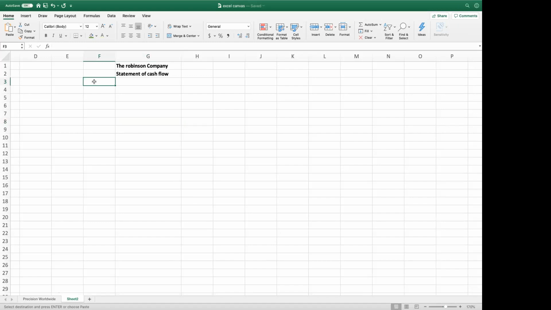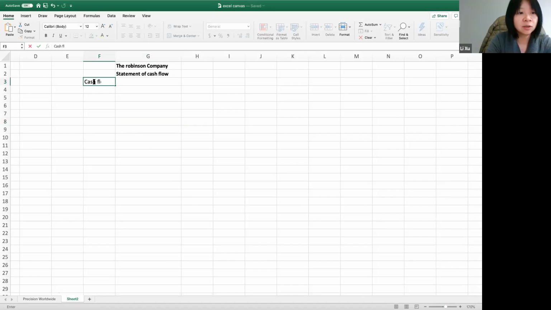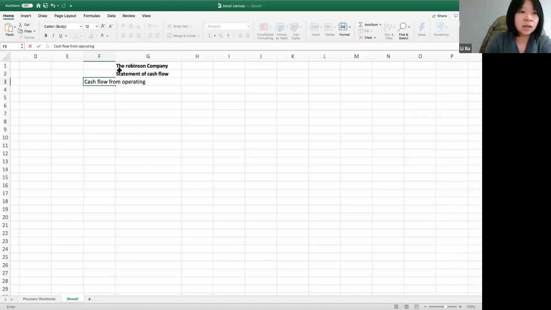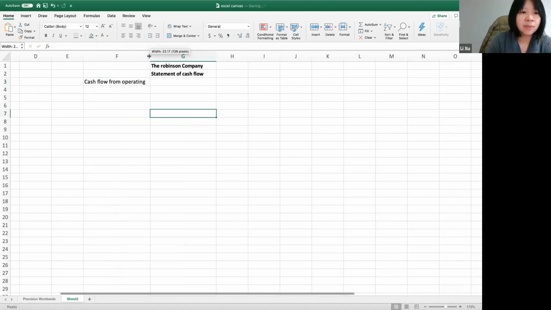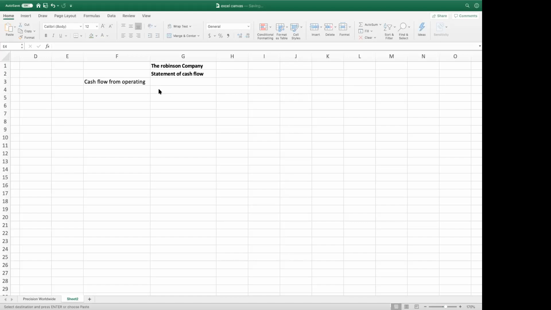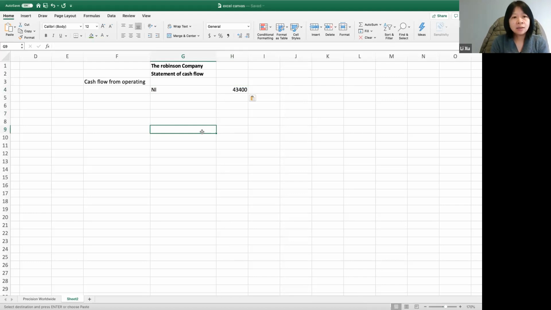When we do the indirect method, we're going to first do the cash flow from operating section. Because we're doing the indirect method, first we're going to get the net income. So that's the net income. Then what are we going to do next? We need to make adjustments to the net income to get the cash flow from operating section. So here, the adjustment.